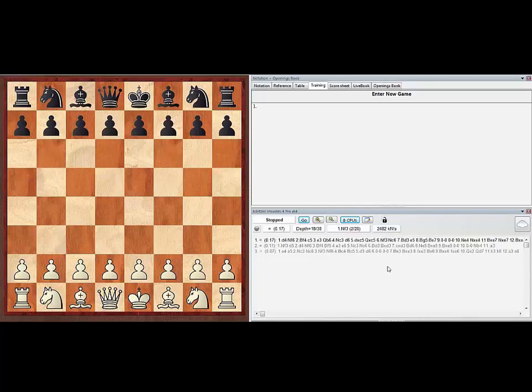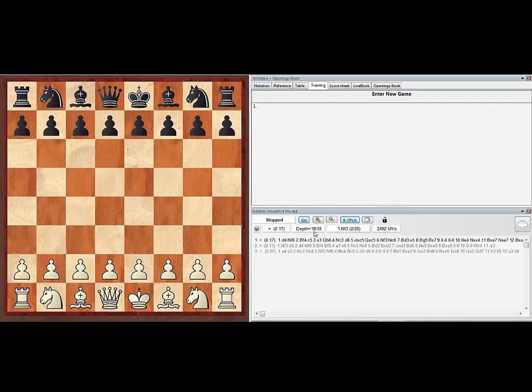Basically, this is the speed of calculation. It means that it is evaluating 2.4 million positions per second. 2,000 kilonodes per second means almost 2.5 million positions Houdini is evaluating per second. And of course, the bigger the number, the faster the engine is thinking and the better it is. So if you're using all CPUs, this number should increase.